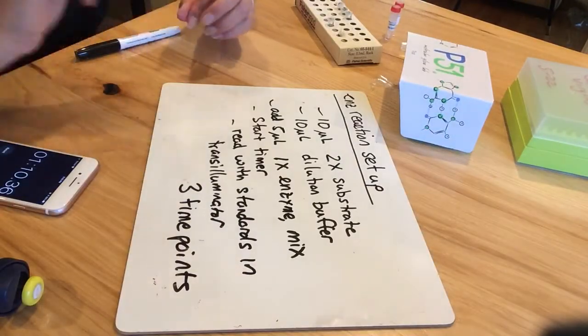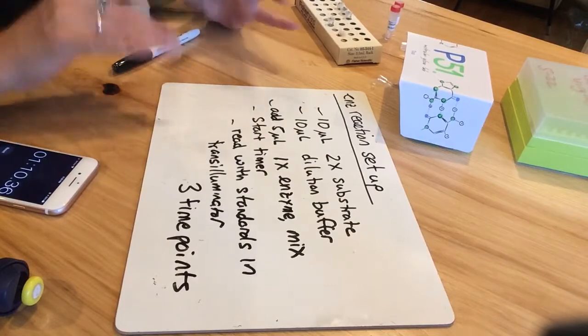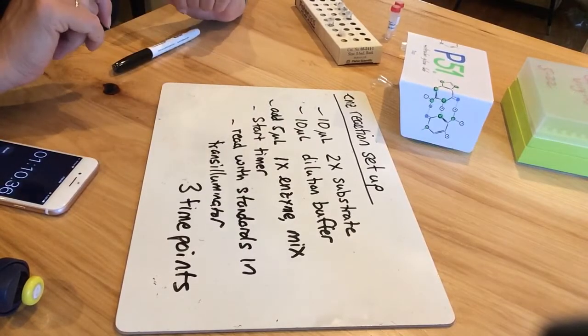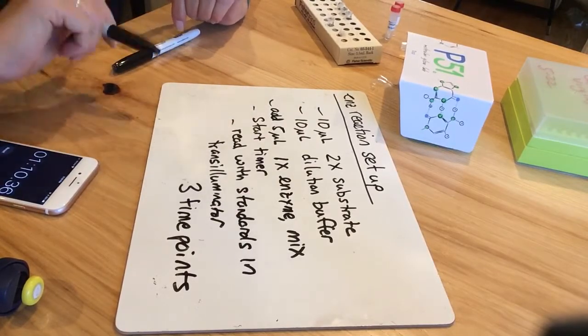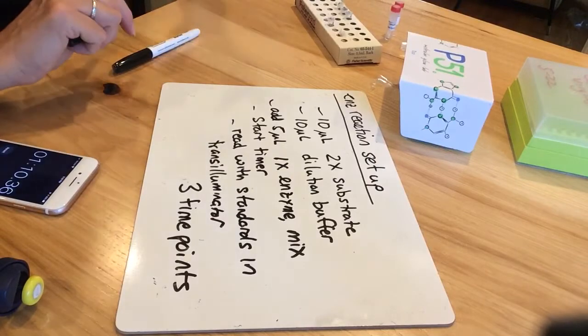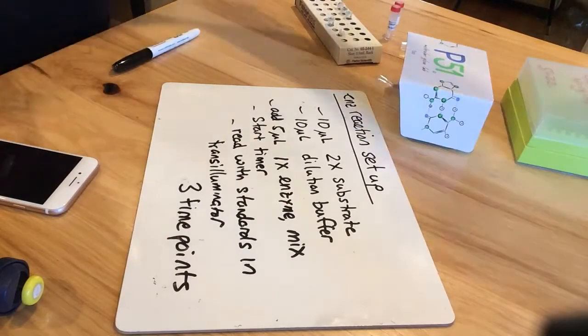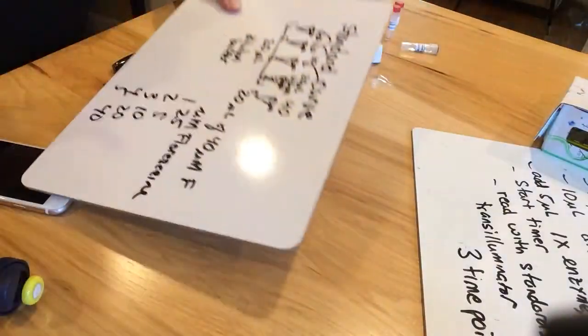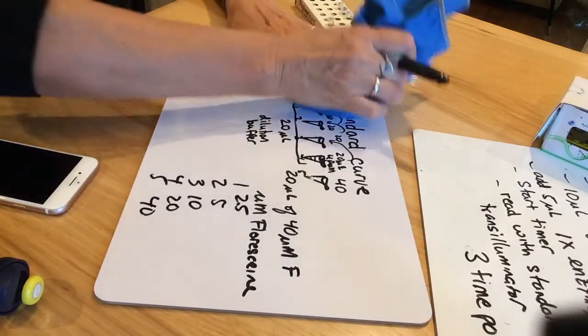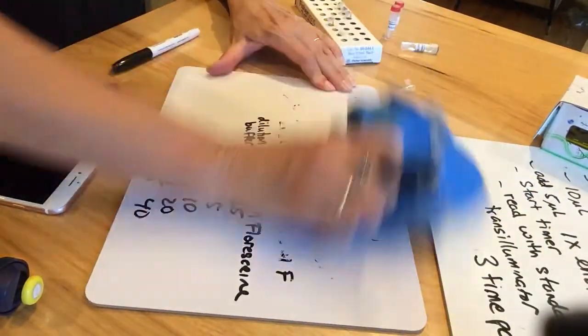I want you to do that a couple times so that you feel like you've got a good rate, like you know what the rate is. Because the rate is going to be the slope of that line, product versus time. Okay, then you're going to be changing a variable. So there's several variables and you're going to be assigned one.